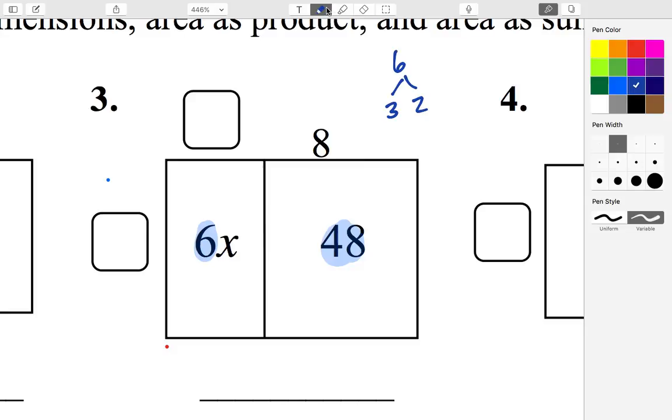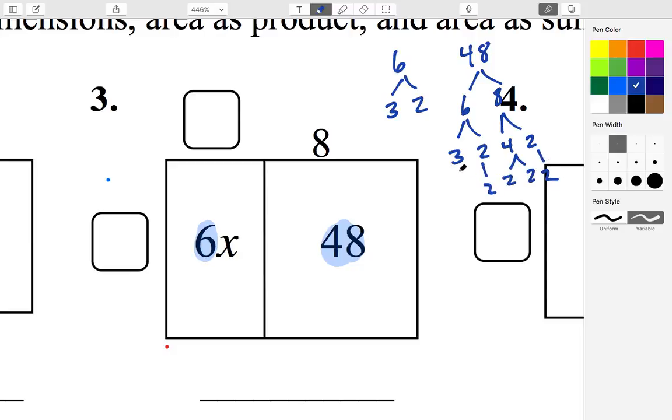48 is going to be 6 and 8. 6 is 3 and 2. 8 is 4 and 2. We can still break down 4, so 2 and 2. Bring down the 2, bring down the 2, bring down the 3.